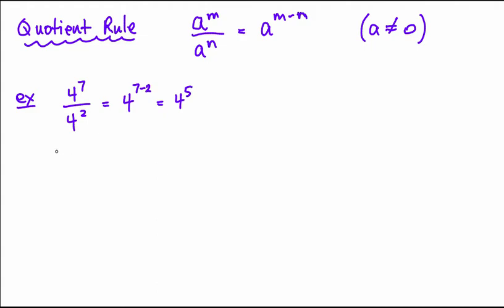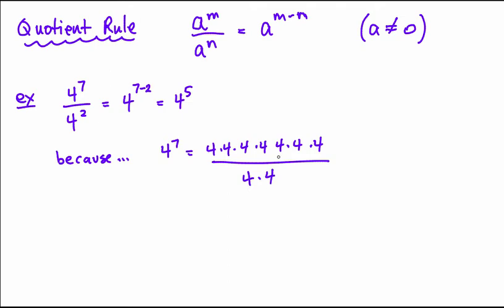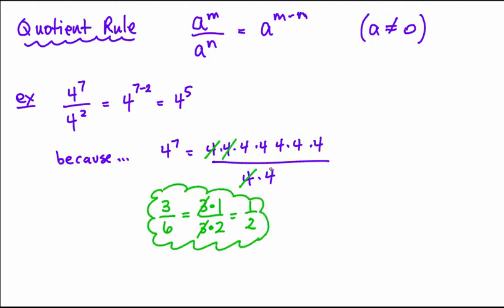And that works because 4 to the 7th is 4 times 4 times 4 times 4 times 4 times 4 times 4, and on the denominator 4 times 4. And whenever you have a fraction, you can cancel out common factors. You do that naturally with a number like 3 over 6. This is really 3 times 1 over 3 times 2, and you cancel so that you get a lowest terms fraction of 1/2. With exponents, I'm doing exactly the same thing, and so I get a final answer of 4 to the 5th.